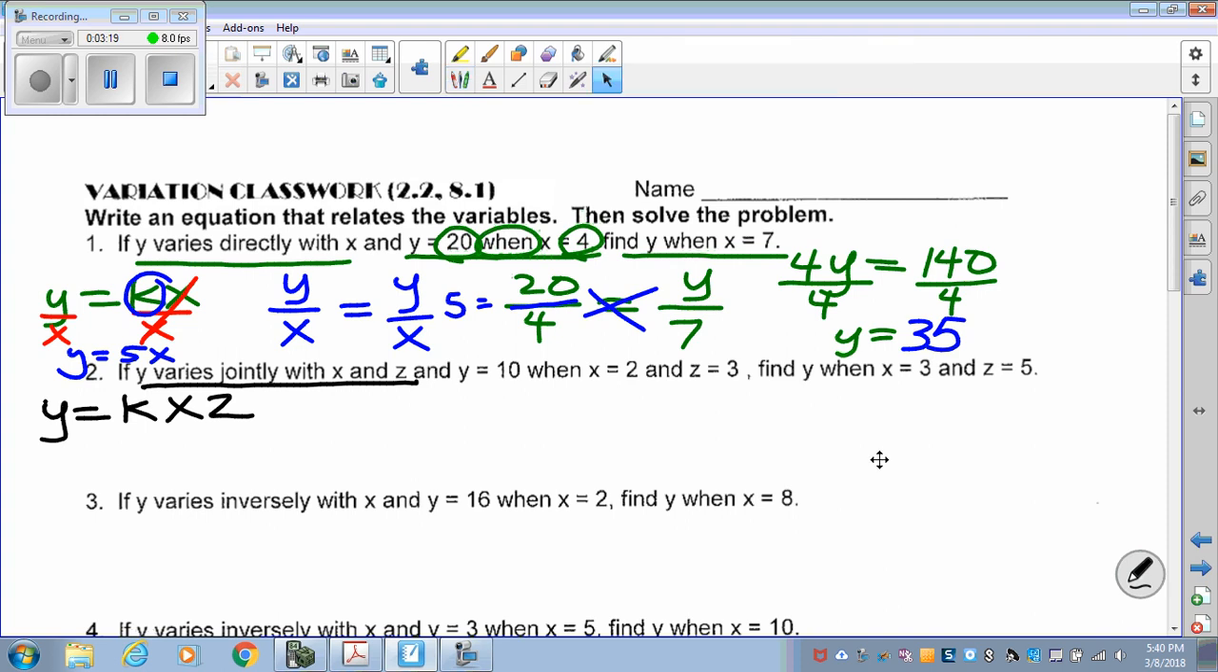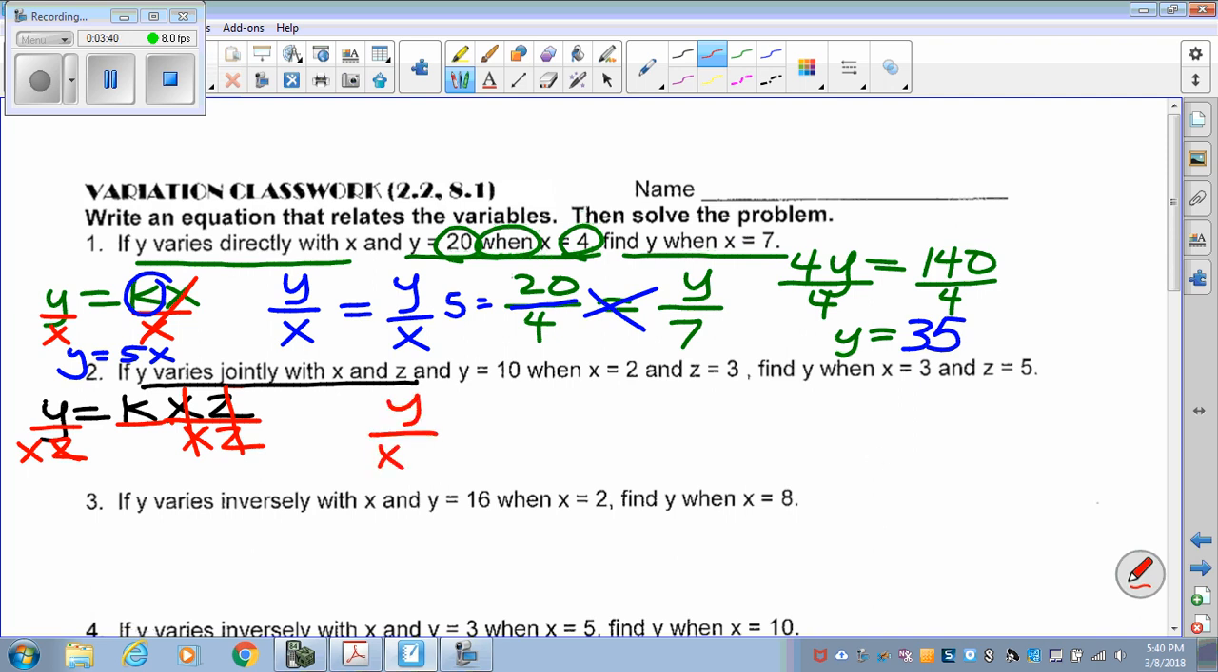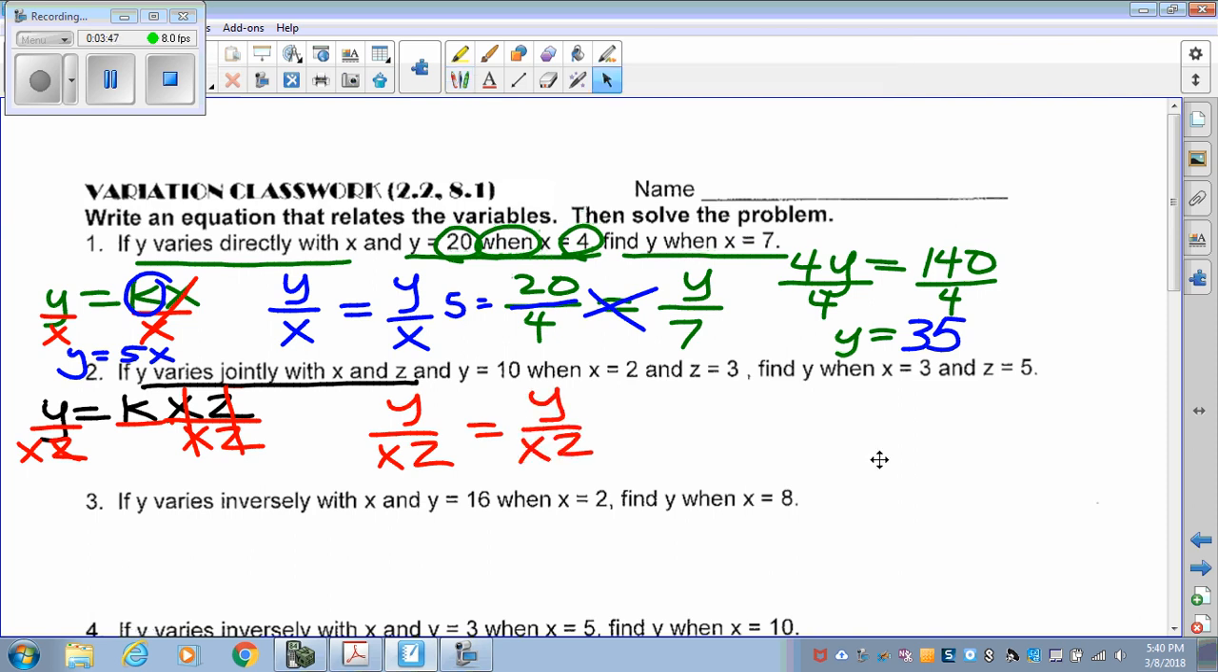All right. And so what that means is if I wanted to solve for my constant, right, I would divide both sides by x and z. Right, and that crosses out and that crosses out. So I have the constant equals y divided by x times z. So that's going to always be the same number if I have a joint variation. So I can set up a proportion to solve my problem. And then let's see what I've got.